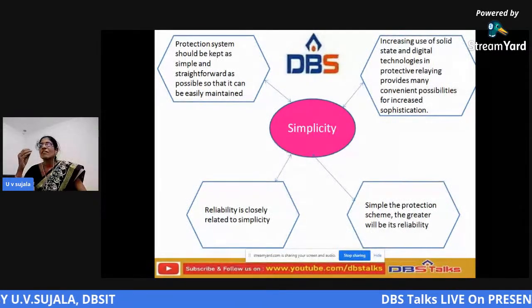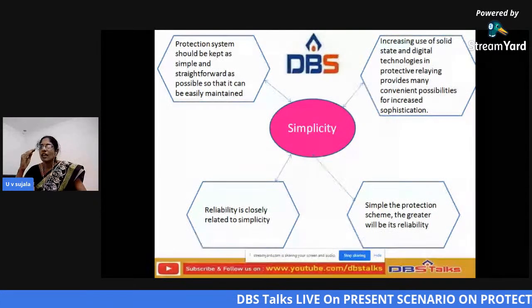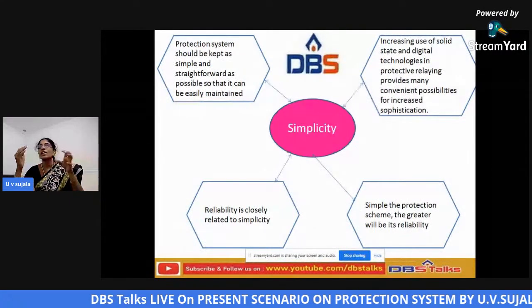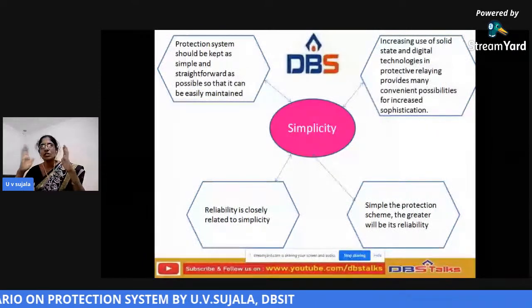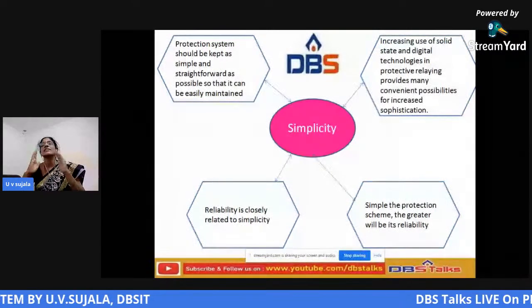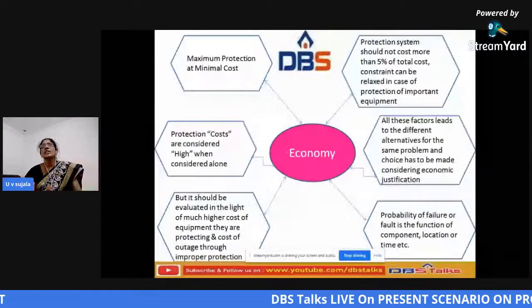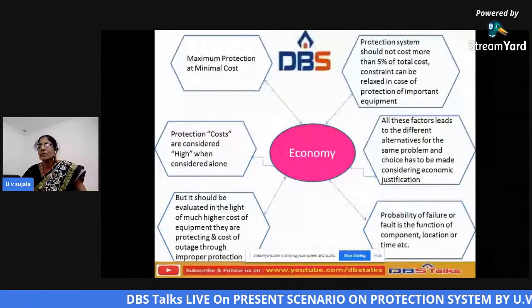That means whenever the system is simple, the reliability will be more. So we have to put the system in a simple manner. And then economy. We all know, what is economy?